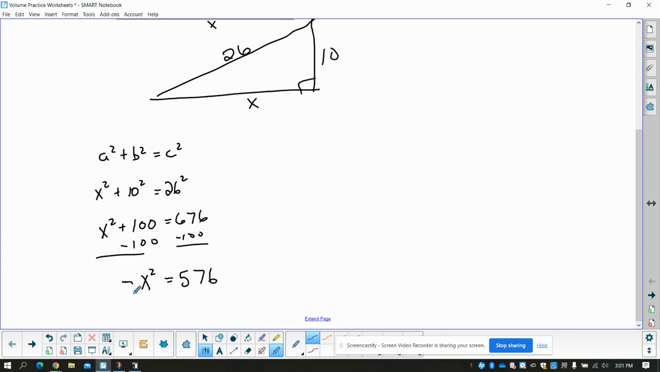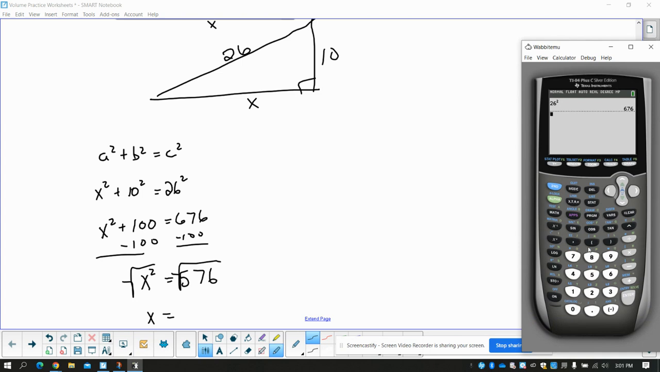And then we need to take the square root of both sides to get rid of the squared on the X. The square root of X squared is X. And the square root of 576: we press second, square root, 576, hit enter, and it comes out exactly to 24. So the square root of 576 is 24, and that's what this side is right here.